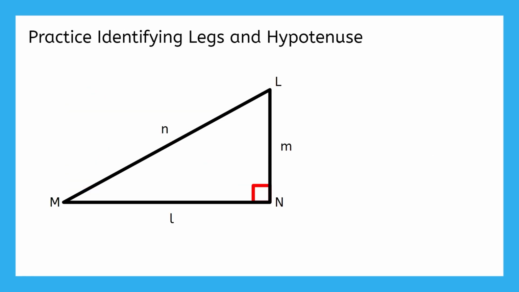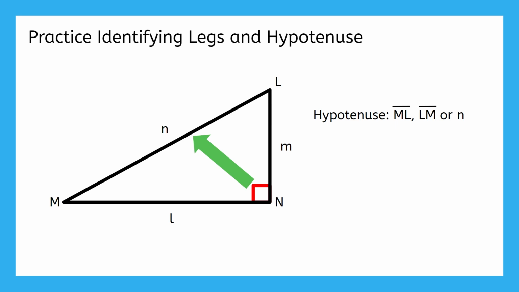We're almost there. We've learned the different parts of a right triangle, so now let's practice. Can you name the hypotenuse of this triangle? Now, does your answer match one of mine? The hypotenuse is across from the right angle. Since this side is between the vertices L and M, we could call it either LM or ML.